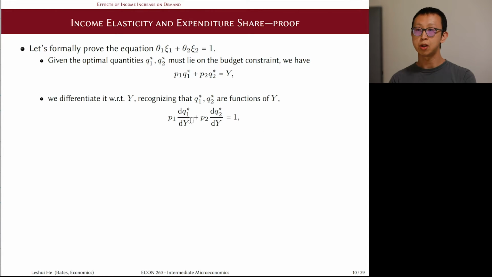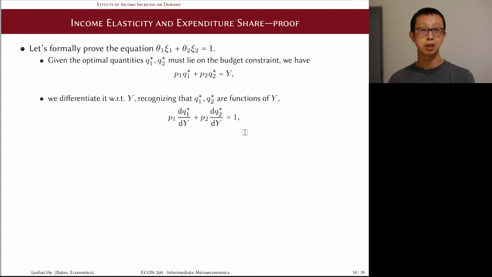Because the prices are exogenous, P1 and P2 don't vary when y changes. But Q1 star and Q2 star will respond to the changes in y. We don't know exactly by how much they will change, but they would be measured by the derivatives of the demand functions with respect to y. On the other side of the equation, the derivative of y with respect to y is just 1. So there we have this equation.